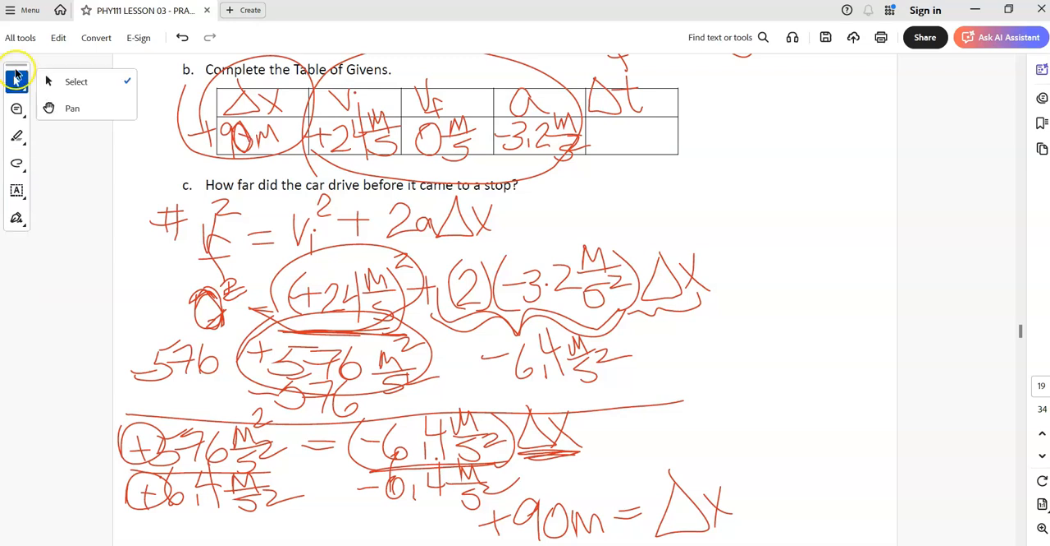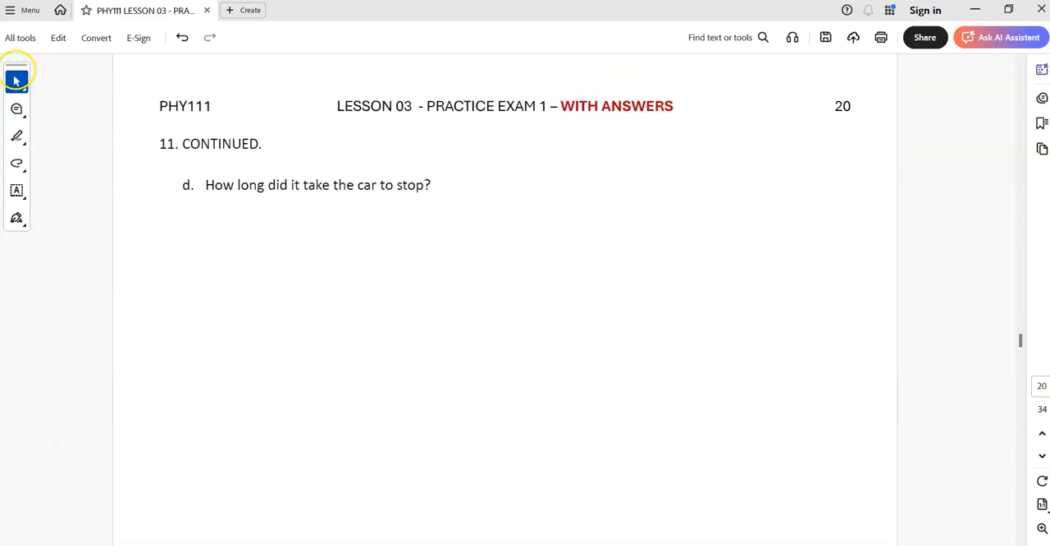Now scrolling down, we see that the problem now asks for how long did it take the car to stop. It's asking you not for a distance, but for a time. This is saying how long did it take. It is a time period. And you have your choice here of determining whether you want to use formula 1, 2, 4, or 5. Remember, you just used formula 3. You can't use formula 3, so you can use anything but formula 3.